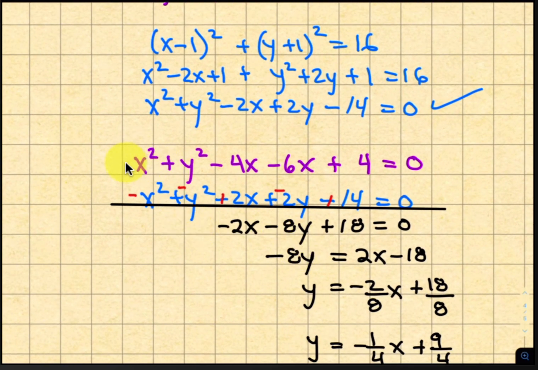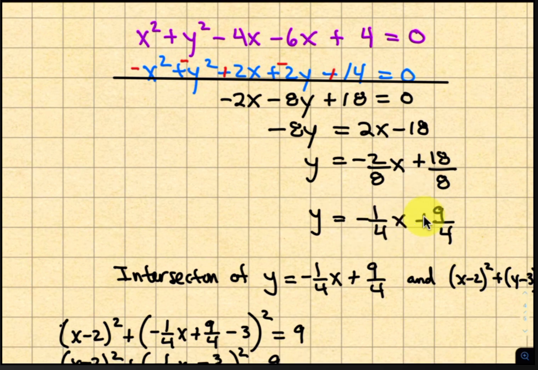And then here we take the two general forms of each circle and combine them. We multiply the second equation by negative 1, so the x squareds and the y squareds cancel each other out. And you end up with negative 2x minus 8y plus 18 equals 0. That's a line. We just rearrange it to get the y by itself. So now we're here at y equals negative 2/8 x plus 18/8, and that would simplify to y equals negative 1/4 x plus 9/4.